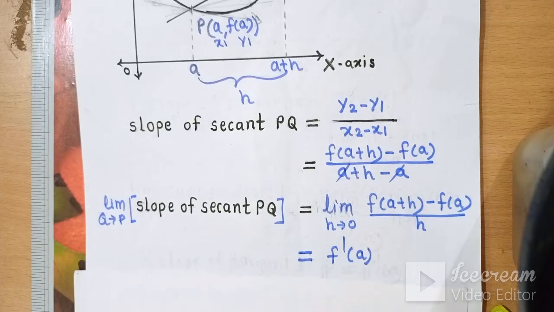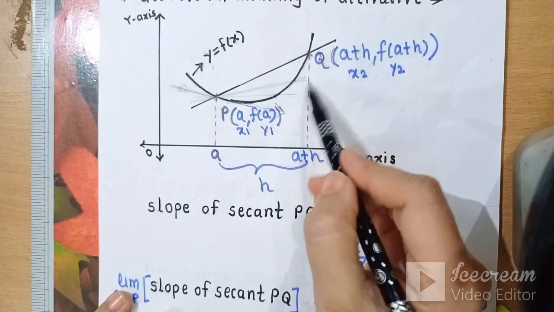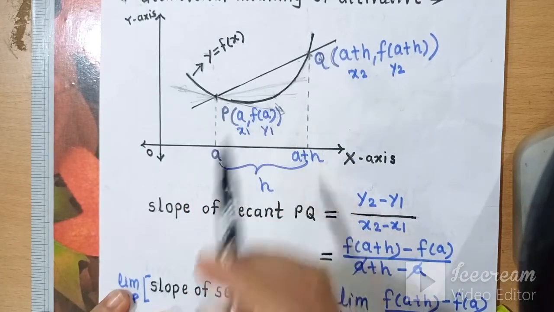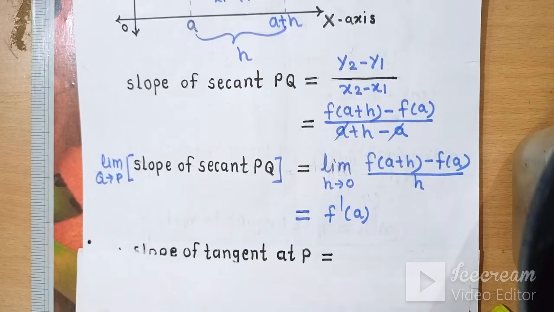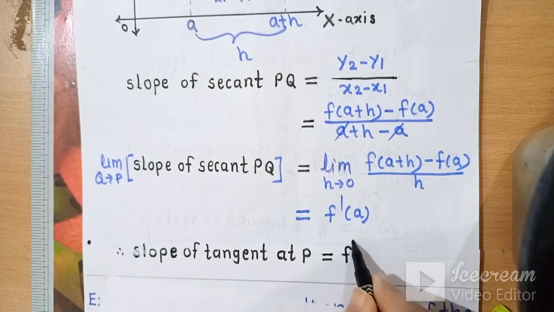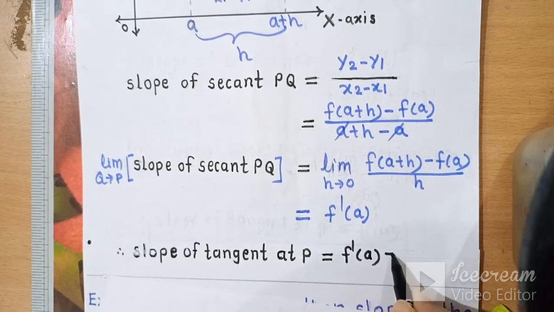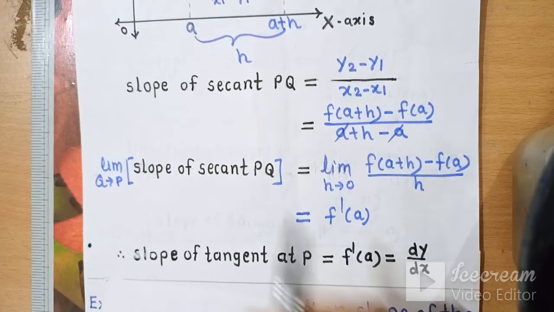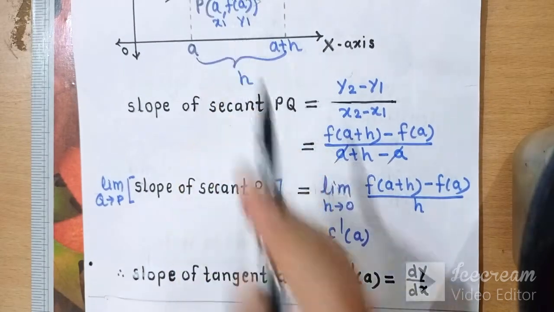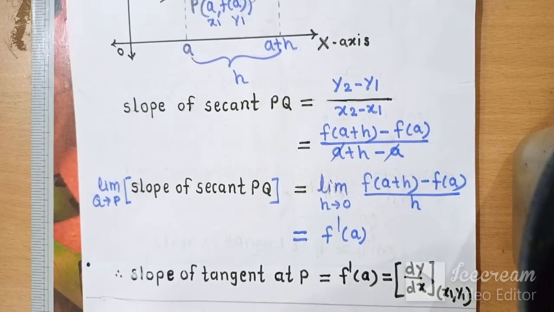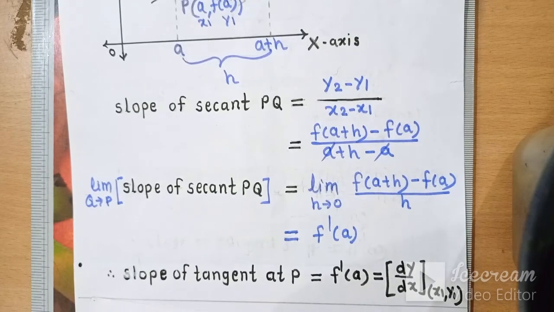That means what we have proved? When Q tends to P, this line is nothing but the tangent. So we have proved slope of tangent at P equal to f dash of a. f dash of a means dy by dx at this point (x1, y1). We will use this formula and solve the next examples.